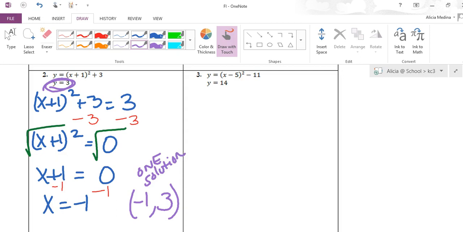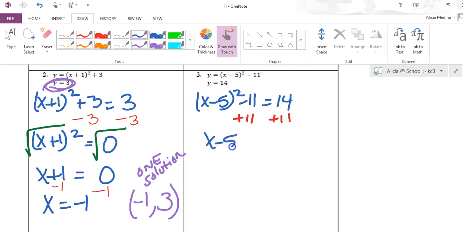All right, last example here, number 3. I have y = (x - 5)² - 11, and y = 14. So the first step is set each of those equal to each other. Then step 2 says get whatever's being squared by itself. So I want to add 11 to each side. (x - 5)² = 14 + 11, and 14 plus 11 is 25.